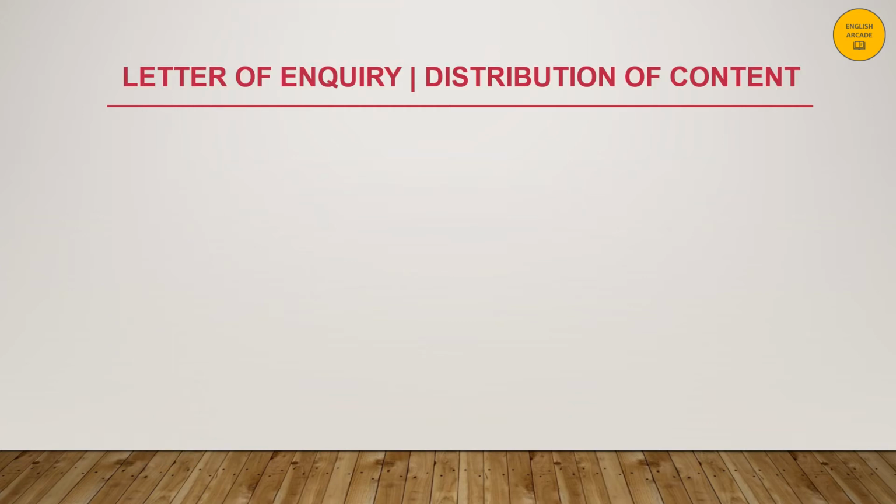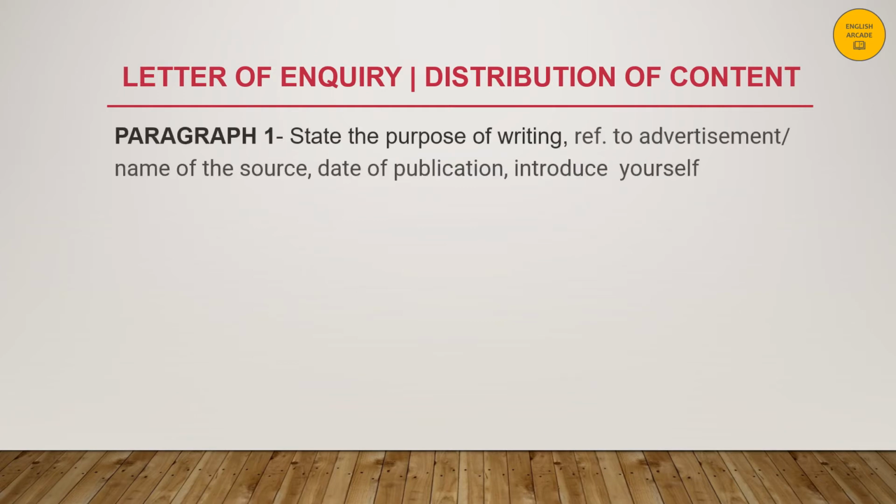Let us learn all about how to write the body of the letter of inquiry. So the distribution of content goes like this. Paragraph 1. State the purpose of writing the letter. So we need to specify the product or the service that we need to inquire about. Refer to the advertisement or the source from where we got to know about the institute, the company, or the organization. If we refer to an advertisement, we need to give the name of the newspaper in which the ad was published, the date of publication, and then we introduce ourselves.